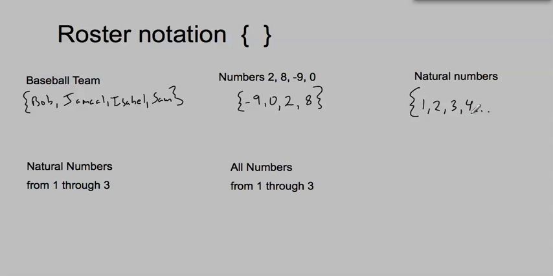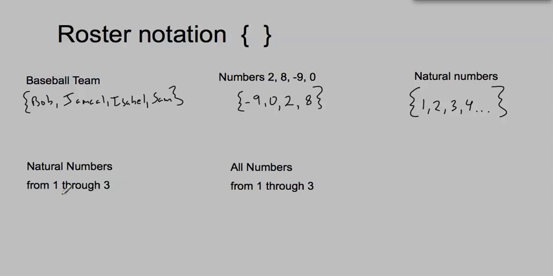In roster notation, I could write a set with an infinite number of elements as long as it continues in a similar fashion. Here I added 1, and then I added 1, and then I added 1, and the dot, dot, dot implies that it will go on forever, adding 1 every time. So this is a correct roster notation for the set of natural numbers.